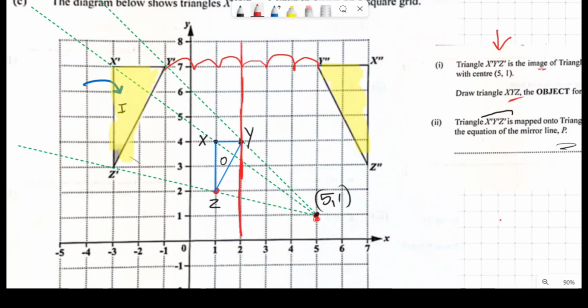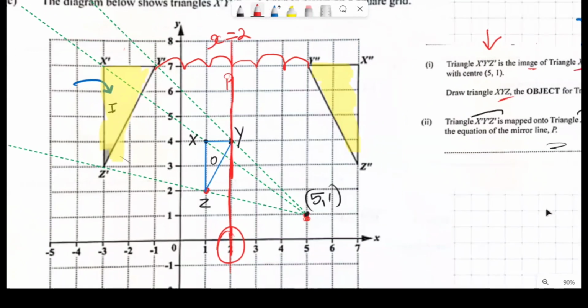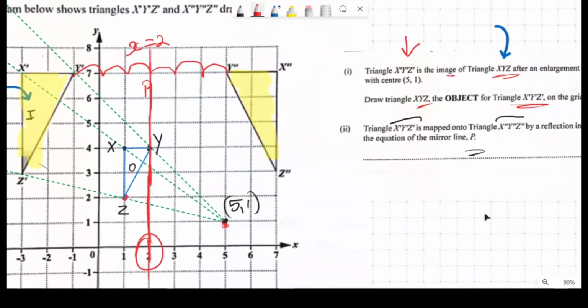So this line is called x equals 2 because it passes through 2 on the x-axis right there. So that's the line P that they're referring to. P is x equals 2. That would have been the so-called mirror line, which is equal in distance from object to image. So it's x equals 2, which would have been the mirror line.